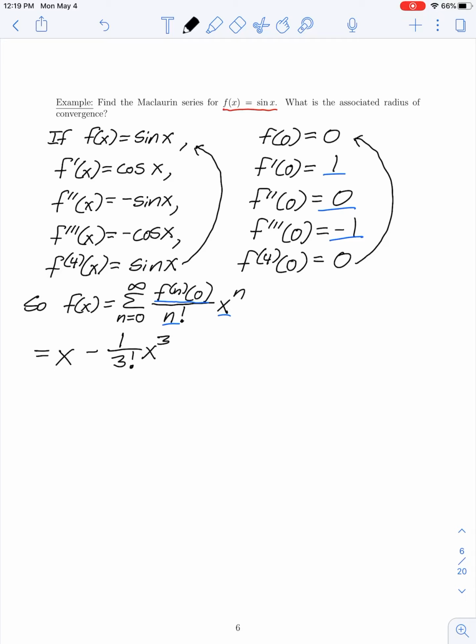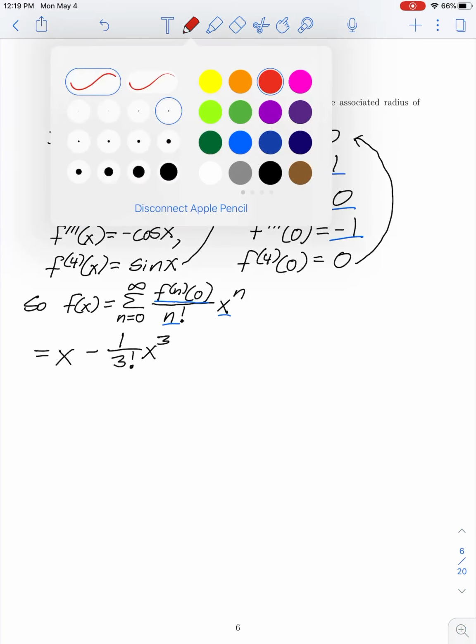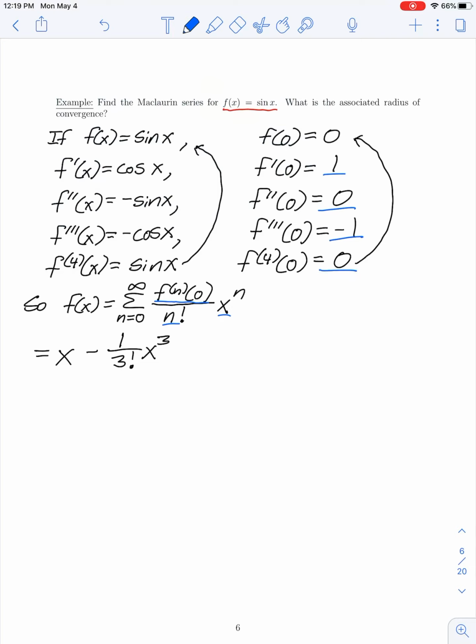Then our next term, corresponding to n equals 4, well, the fourth derivative of our function at 0 is again 0. So there is no x to the fourth term. And that's the same value as our original function at 0. So then moving to n equals 5, we have the same value that we had for our first derivative, that is a positive 1. And then we're dividing by 5 factorial times x to the fifth.